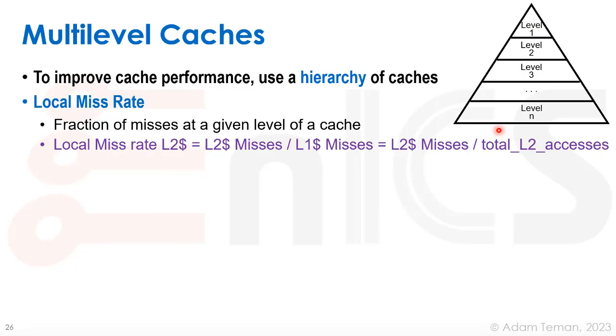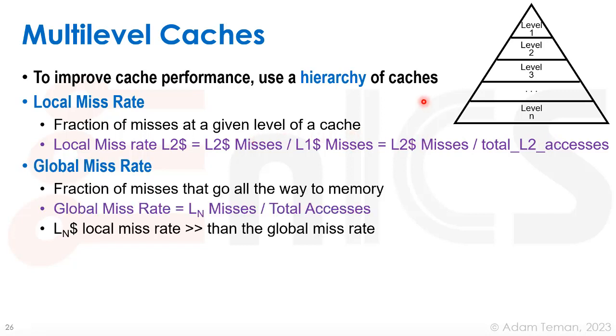Okay, so we want to define something called the local miss rate, and the local miss rate is the fraction of misses at a given level of cache. So if we look at L2, it's going to have a local miss rate just of L2, and that is going to be defined as the L2 misses divided by the L1 misses. And why is that the correct thing? Because L1 misses are actually the total number of accesses that go to L2. Only things that missed on L1 will go to L2, so L2 misses divided by L2 accesses is the same as L2 misses divided by L1 misses.